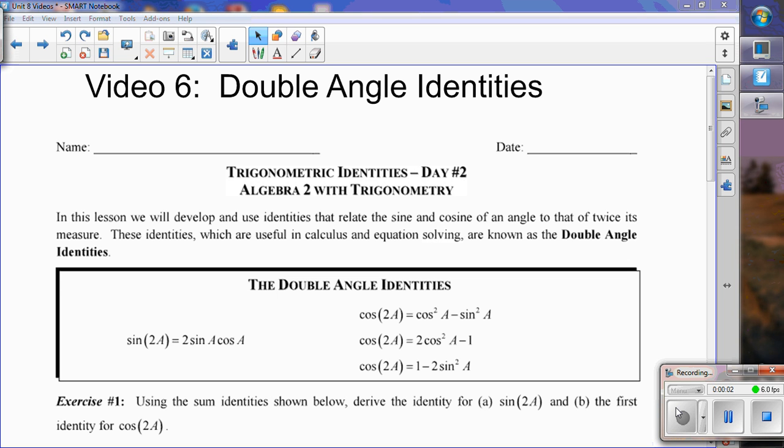This is Unit 8, Video 6, Double Angle Identities. There will be another video following this that you need to watch called Video 7, Half Angle Identities. Even though those concepts are not emphasized in these packets, they will be quizzed and tested. There will be a question on Friday's quiz on this, so you need to pay attention to Video 7 as well.